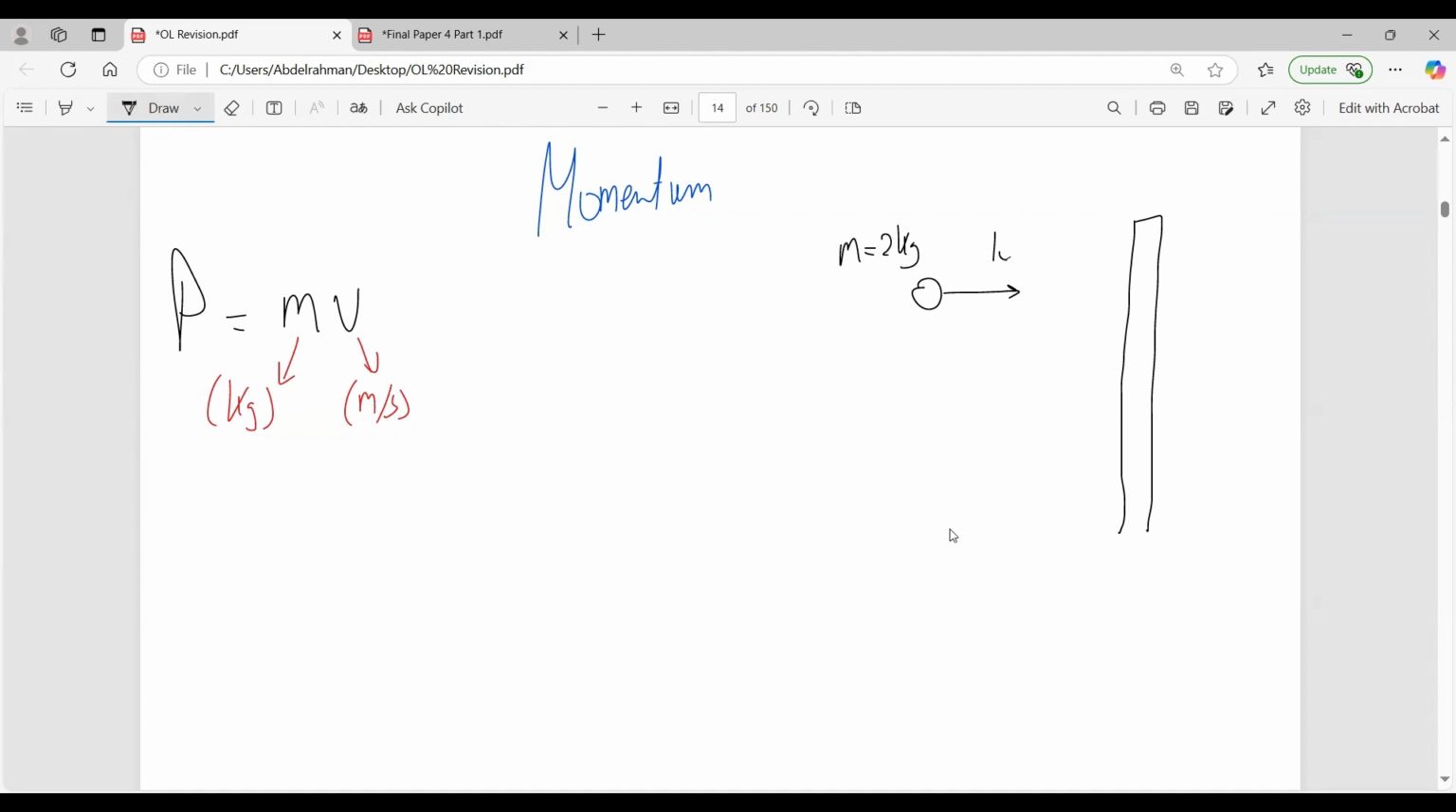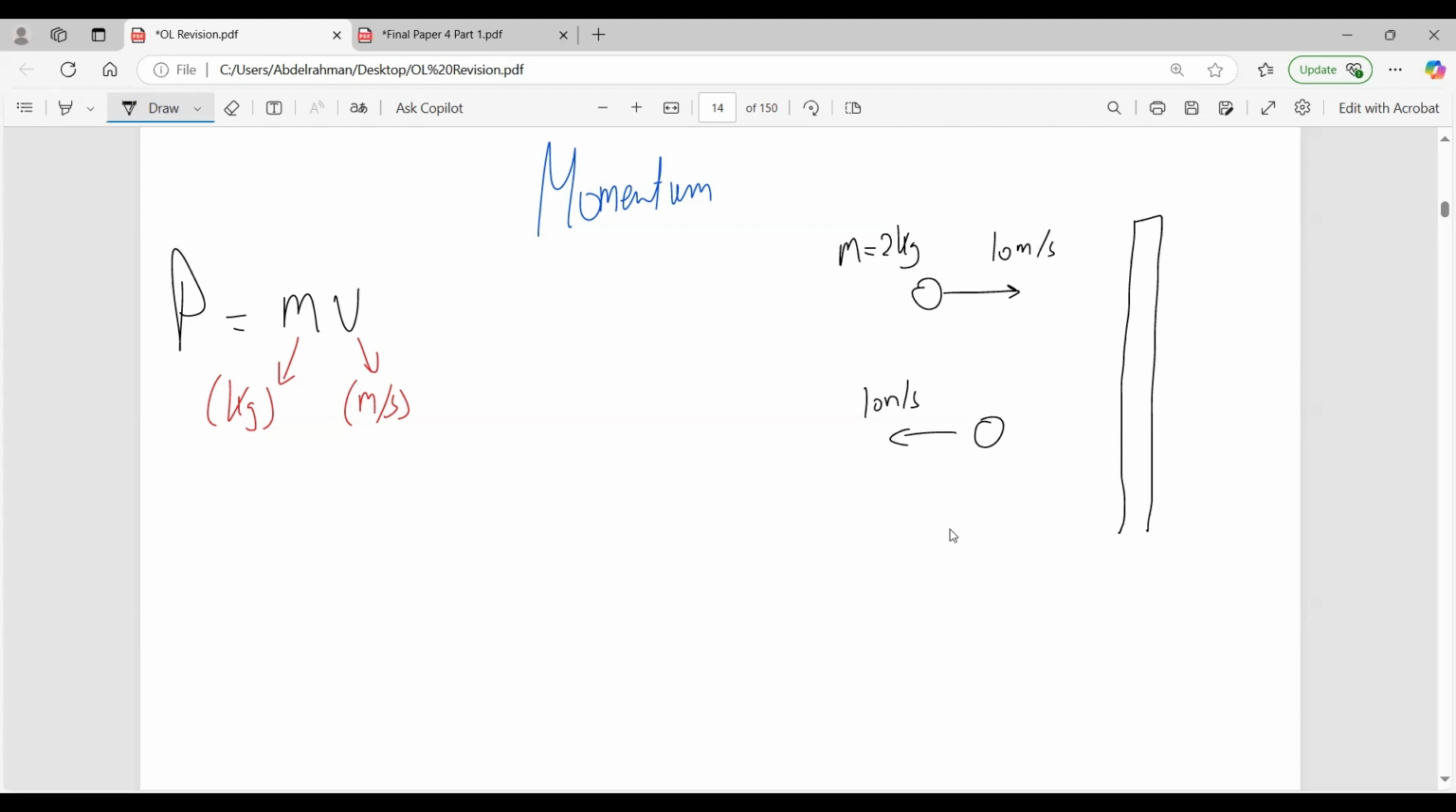It's moving at a speed of 10 meters per second. It hits the wall and goes back at the speed of 10 meters per second. Can I find, oh, it has the same momentum? No, it doesn't have the same momentum. Why? Because the direction has changed.